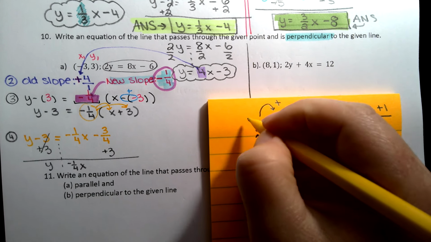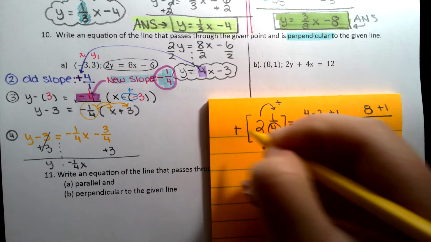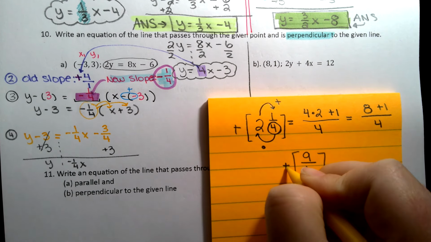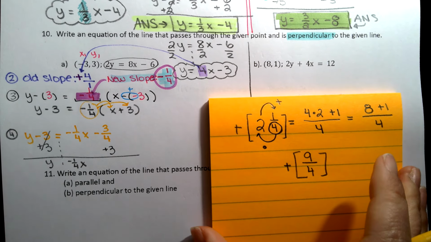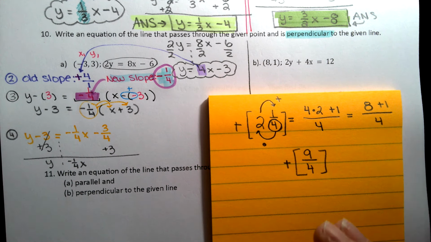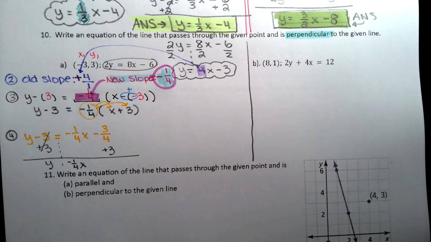Now this was a positive fraction. So everything here stays positive. If it was a negative, we would just ignore that negative and put that negative back in our answer. So we get 9/4.